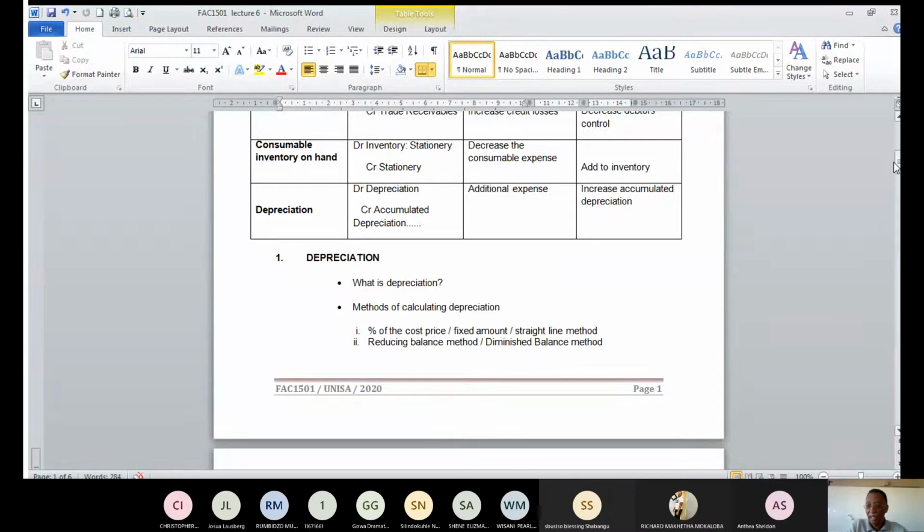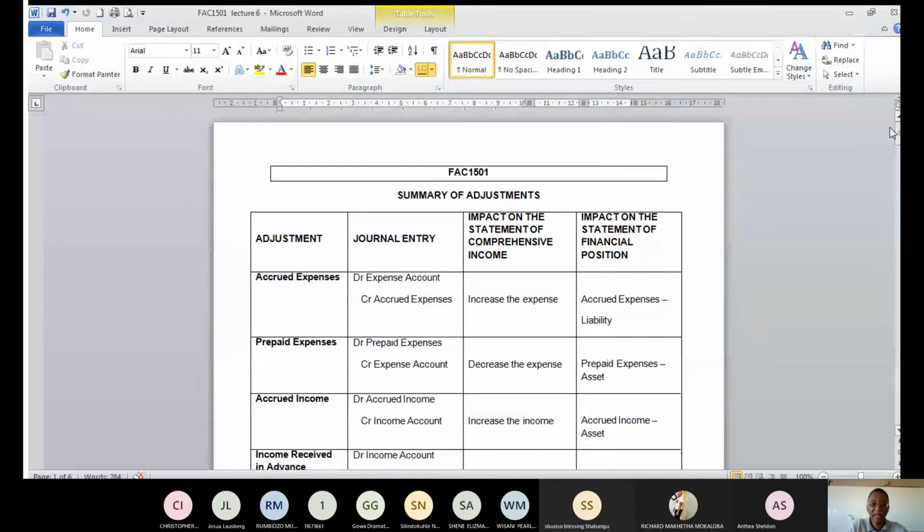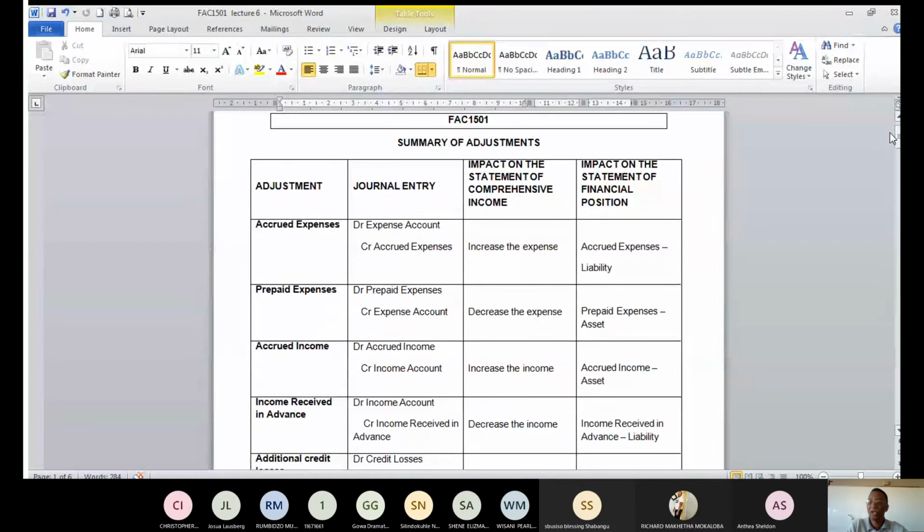As I indicated to you guys earlier, at the end of the financial year, you will get additional information. This additional information or adjustments must first be recorded in your general journal. There are about 8 different kinds of adjustments that you guys will deal with in FAC1501. So let us take a look at each of these adjustments.